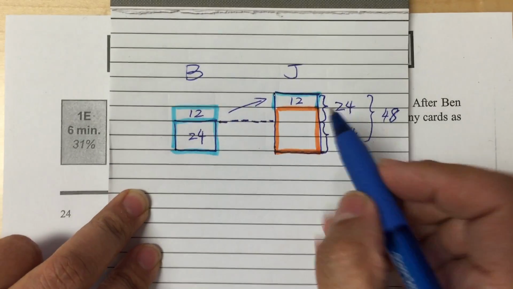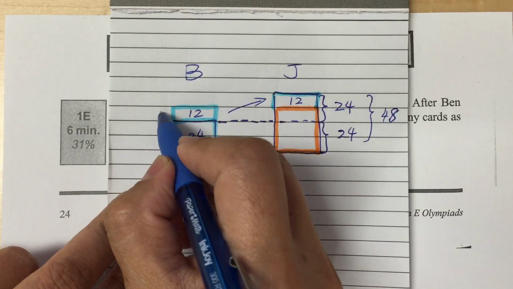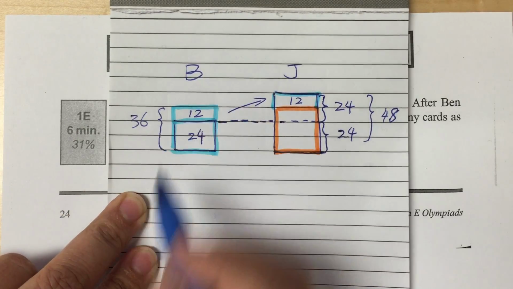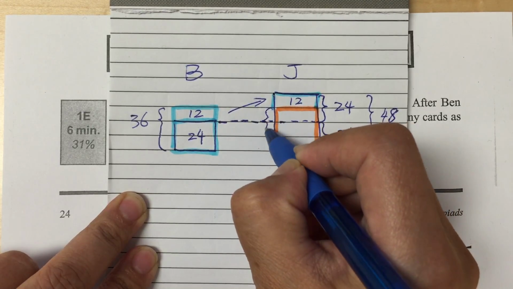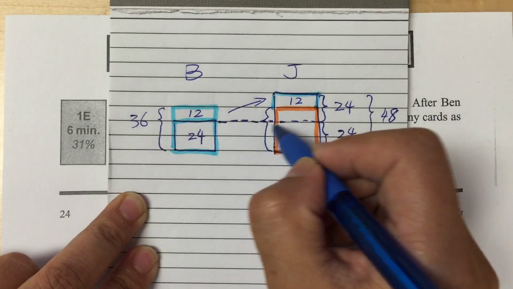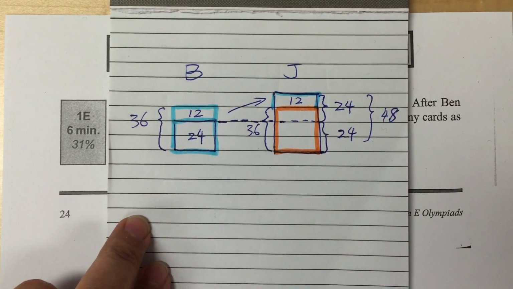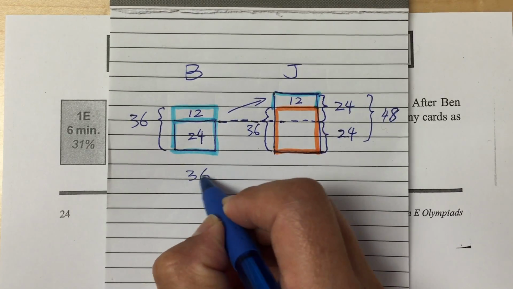There. So then how many cards do you think Ben has at the beginning? 36. How many cards do you think Jerry has at the beginning? 36. There you go. So Ben and Jerry each started with 36 cards.